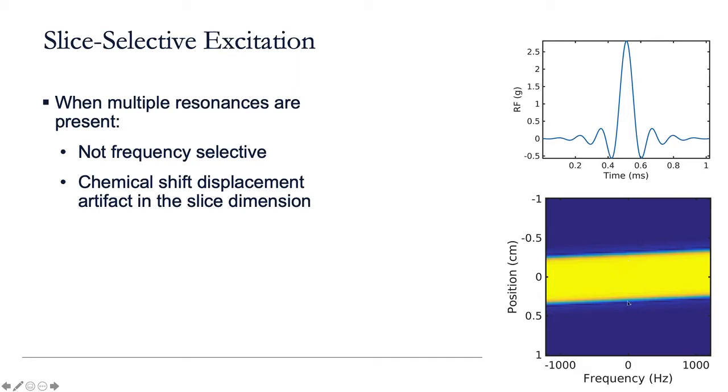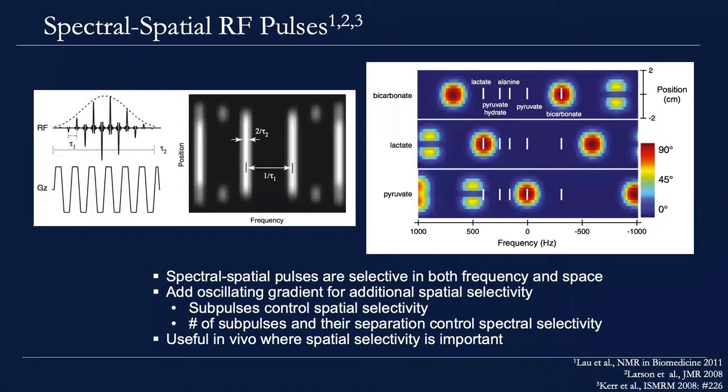So if we have pyruvate here and lactate here, we're going to excite both, but the off resonance compound will be shifted in Z, right? So this is the chemical shift displacement artifact that you might have heard of before. We can get around this by using these 2D pulses that we oftentimes refer to as spectral-spatial pulses. And these are 2D selective pulses. They're selective in both frequency and space, hence the name spectral and spatial.